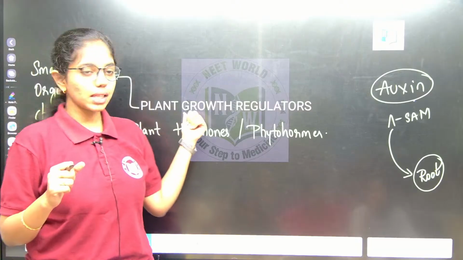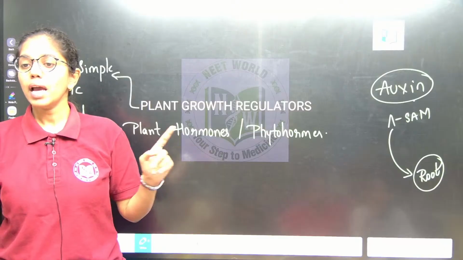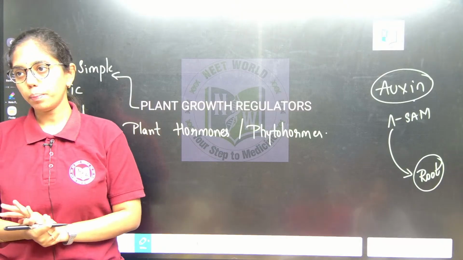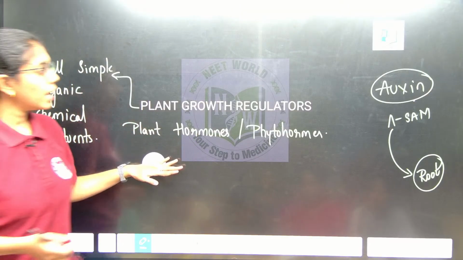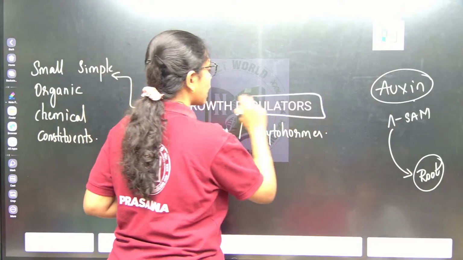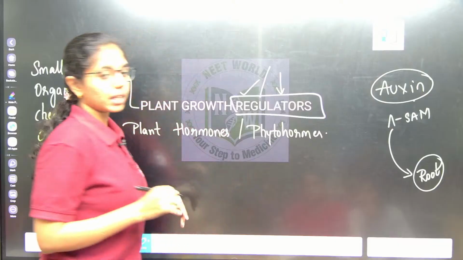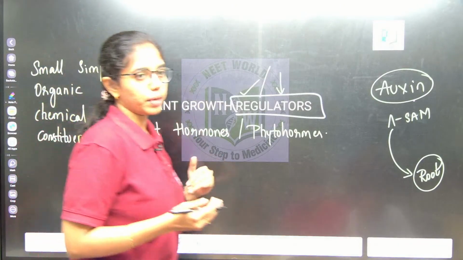So, it is synthesized at any part of the plant body. Its physiological function can be at the part of its synthesis or any other region of the plant body. Clear with the definition of plant growth regulators? Regulator means what? It can promote or it can inhibit the activity of the plant. It can promote the growth or inhibit the growth.